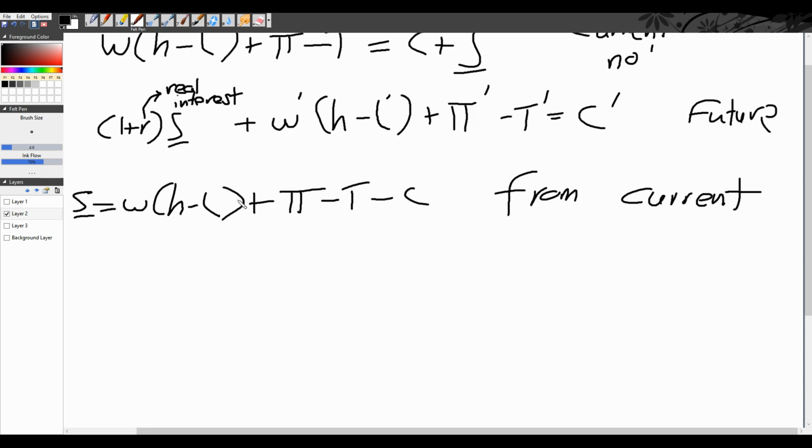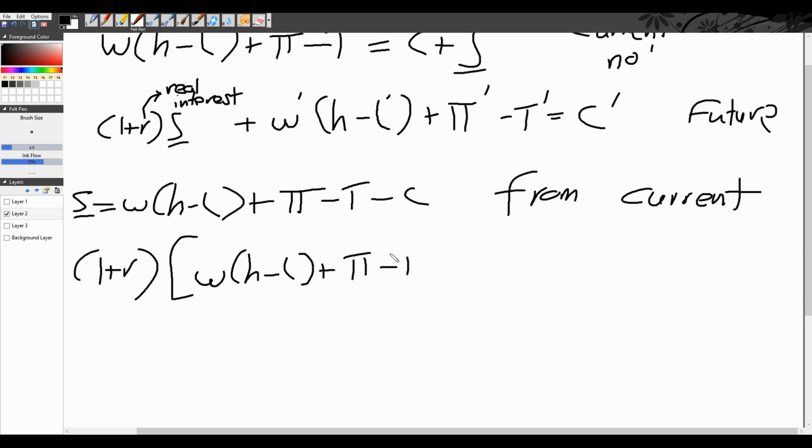So from current, I'm going to chuck this value of S into my future budget constraint. So we're going to end up with 1 plus R, and then I'm going to use nice square brackets so it doesn't get too messy. We're using this value of S, so we're going 1 plus R, this value of S, plus I' minus T' minus C'. Now we don't want to forget all this stuff. It can get a little bit tricky to remember all of those dashes. Just do your best. Cool.